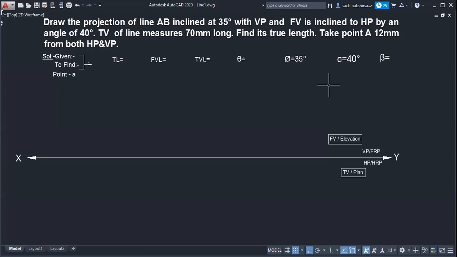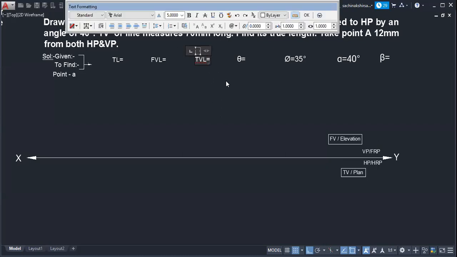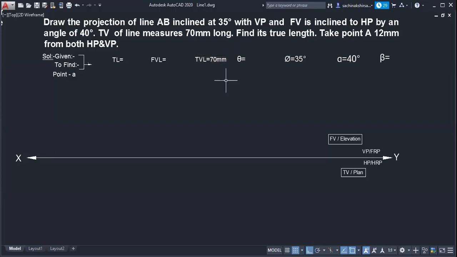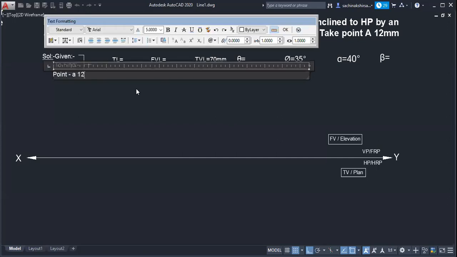One more thing. Top view of a line measures 70 mm long. Which is this length? TVL, because directly in words it is mentioned. TVL is equal to 70 mm. Now you can see the problem and check how many parameters are given for the line. Three. Now, whether these parameters are related with each other or independent. Independent.